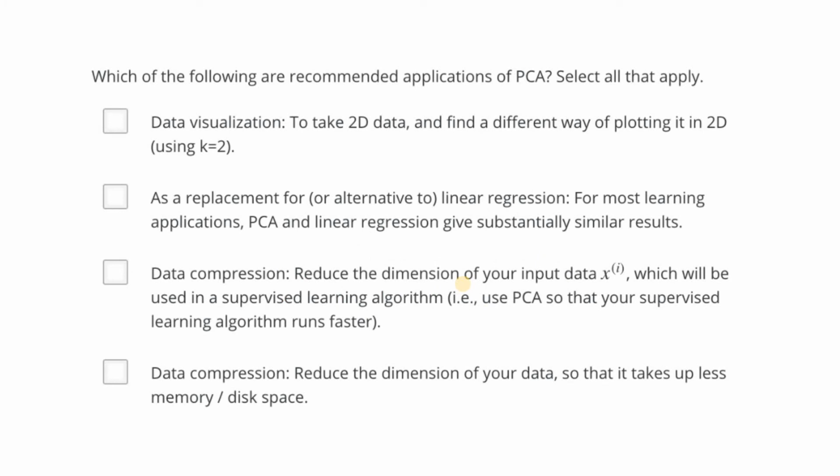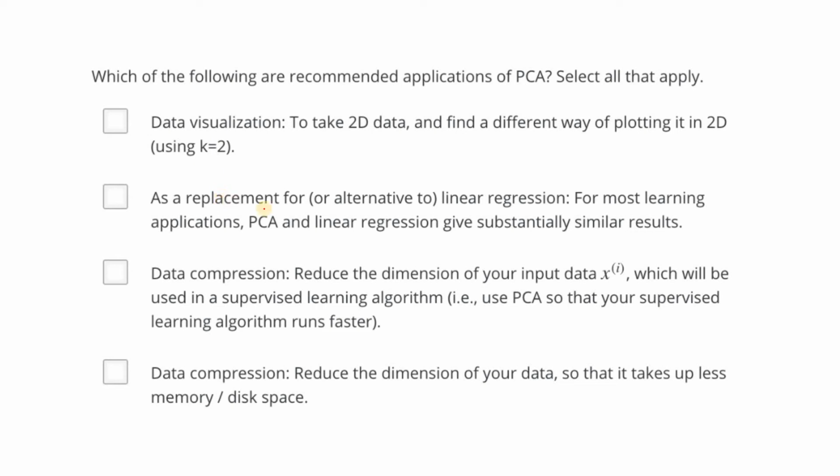Which of the following are recommended applications of PCA? Select all that apply. Option A, data visualization. To take 2D data and find a different way of plotting it in 2D. Okay, with K value as 2. K2 means what? In the reduced space, after applying PCA, the dimension should be 2.